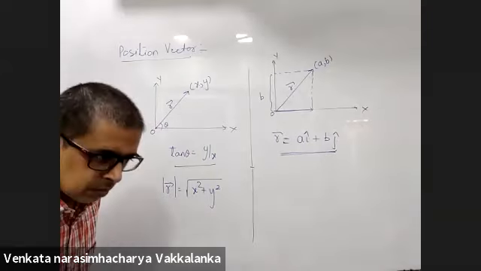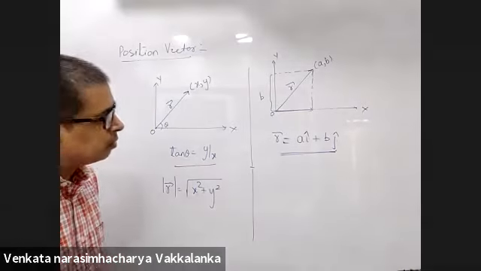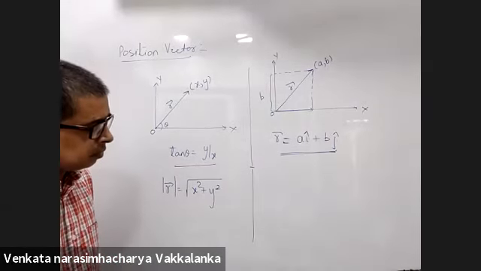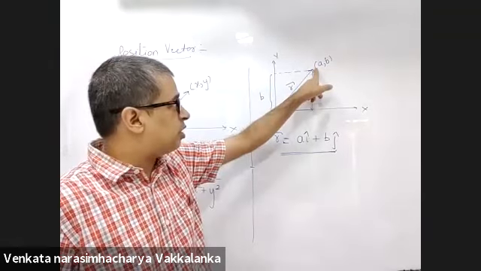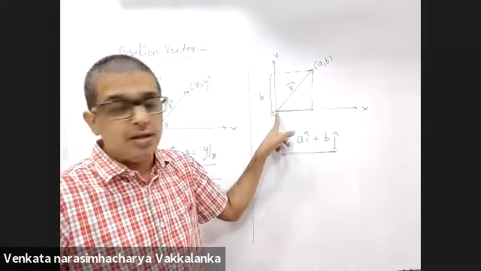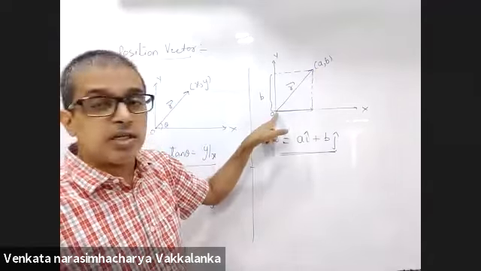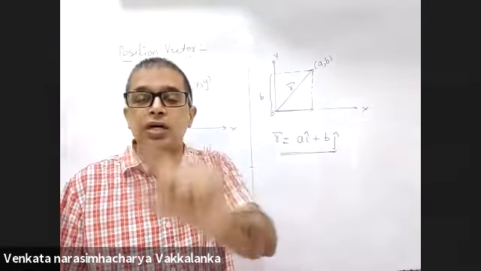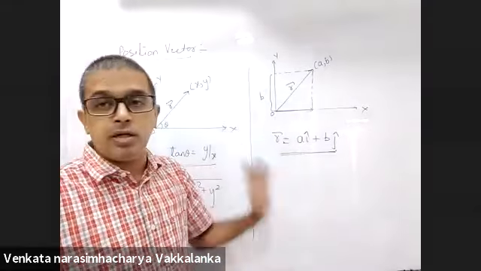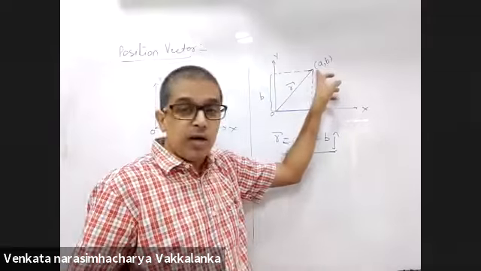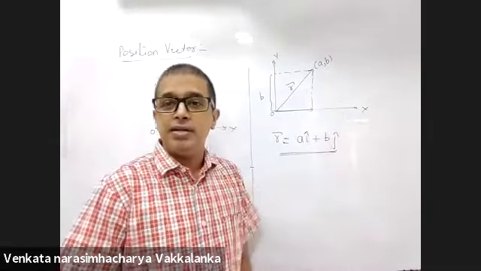So, sir, is it compulsory that when R vector is A i cap plus B j cap, that means that its tail will be at origin? Yes, because you are telling me the position of the head with respect to the tail. Position vector is when you are telling me the position of the head with respect to the tail, and with respect to that will be the origin. Tail of this position vector must be at the origin. Only then I can define A comma B. If I change the position of the origin, the value of A comma B will be different.